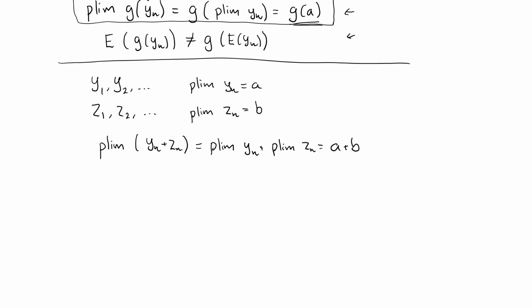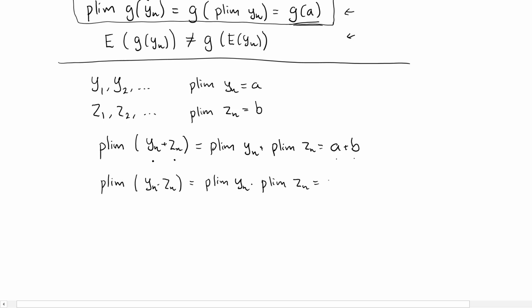Intuitively, for large n, yn is acting more or less like the constant a, zn is acting more or less like the constant b, the sum of them will be acting more or less like the constant a plus b, and that will also be the probability limit. This result works no matter what function of these yn and zn you consider. So for example, the probability limit of yn times zn will be the product of the probability limits, so it will be a times b. You can of course consider other variations. The probability limit of yn raised to zn would be a to the b.